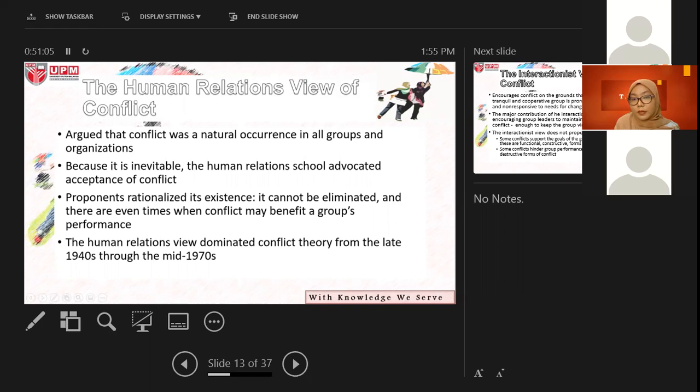So the human relations school advocated acceptance of conflict. So dekat sini first dia dah start diterima as a natural occurrence because it is unavoidable. Okay, and then proponents rationalize its existence. It cannot be eliminated, and there are even times when conflict may benefit group performance. As what I said, if you are working in a fast-changing environment or fast-changing organizations like IT, like communication companies and so on, in which you need to change very fast, as what you learn in OD class.